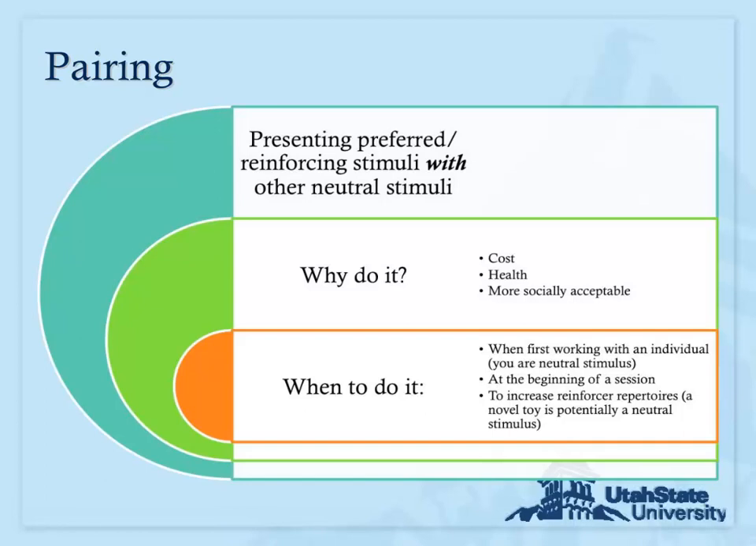It may not be healthy to consistently use food, and it may be more socially acceptable to use praise rather than edible reinforcement. The best times to use pairing are when you are first working with an individual at the beginning of the session, and just whenever you want to increase reinforcement repertoires. Maybe a specific toy that you usually use for reinforcement was getting old or worn out. It would be great if other toys were reinforcing, so you could essentially pair the new novel toy with the old one in order to achieve this.